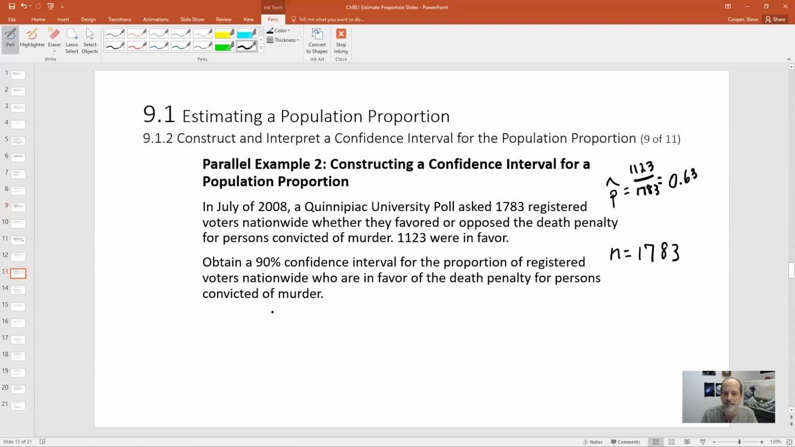Okay, so what's alpha? For this particular confidence interval we're creating, what's alpha? 0.1. All right, 0.10. So 90% confidence tells us alpha is 0.10. So let's create E.